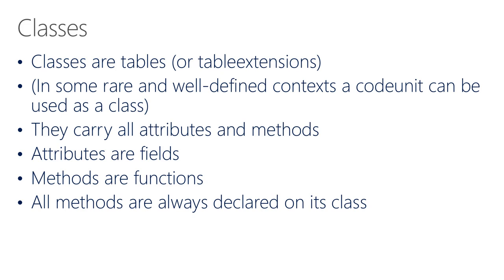Each class always carries all of its attributes and methods. Attributes are the table fields, methods are the table functions, which point to code units of the same name. Just like the attributes, all methods are always declared on its class.